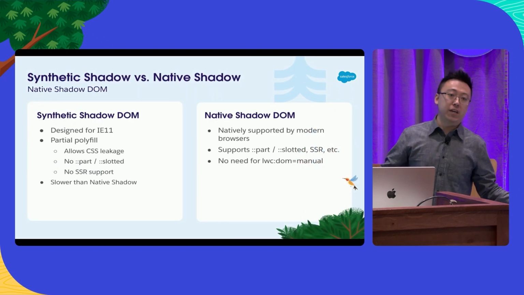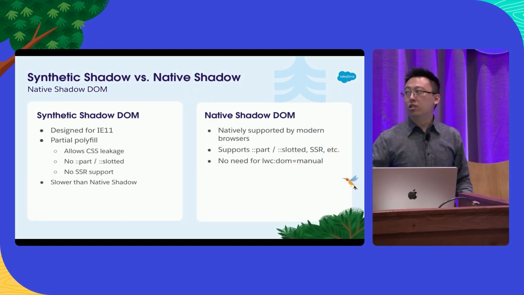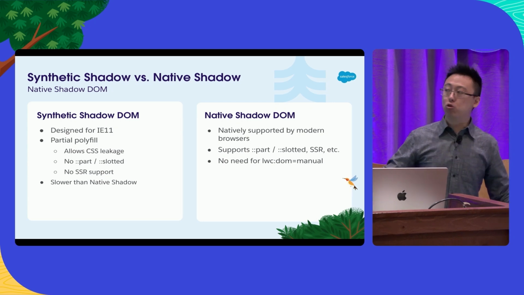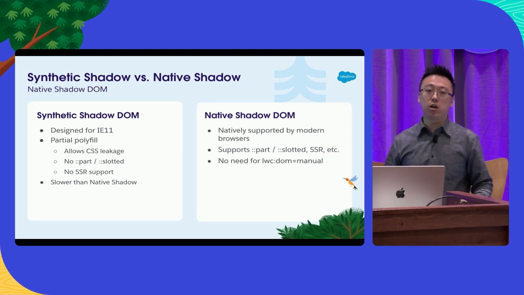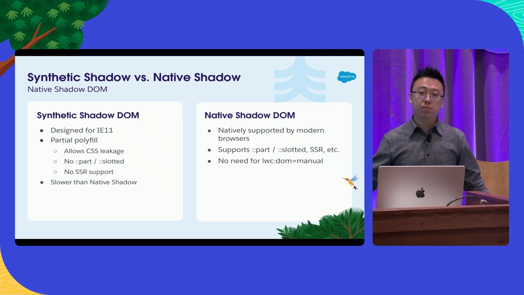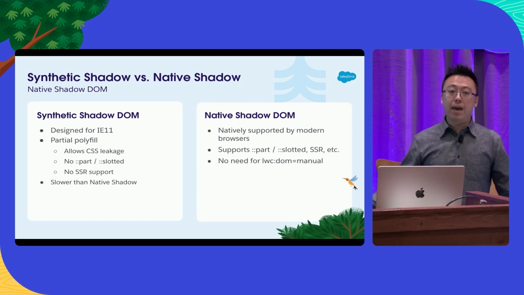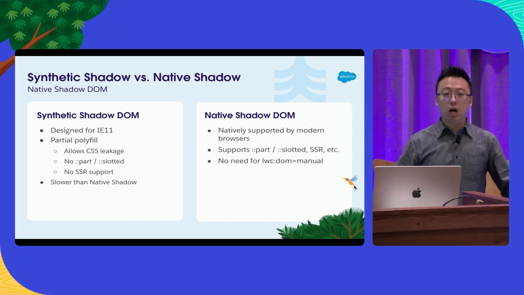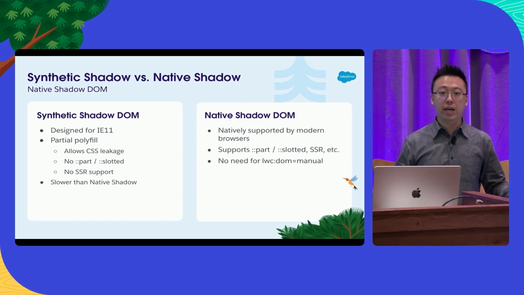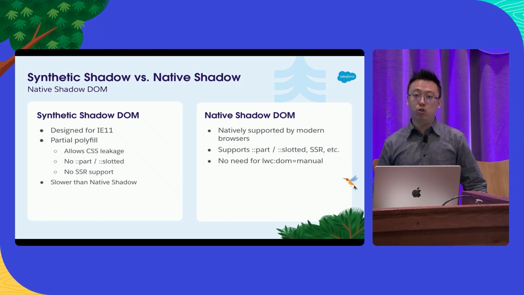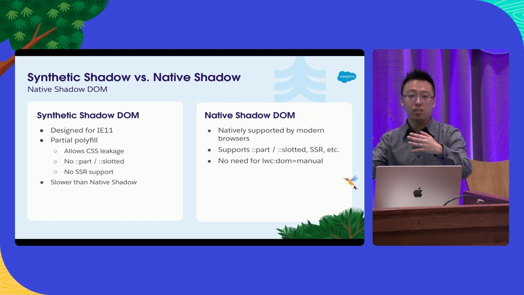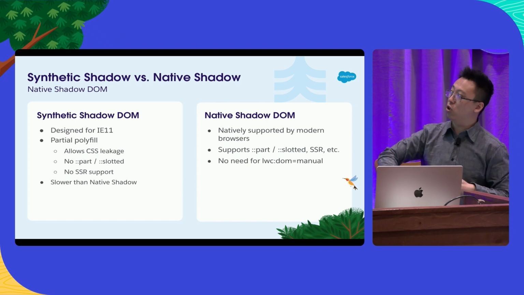One benefit here is we currently in Salesforce have something called synthetic shadow. It was originally built for IE11. It polyfills a large part of shadow. However, it's only partial. It doesn't support some of the features. And it's slower because it's our code running on top of the browser versus just the browser handling it. With native shadow, all the browsers now support it. So if you move onto it, there's less of that overhead from our synthetic shadow code.